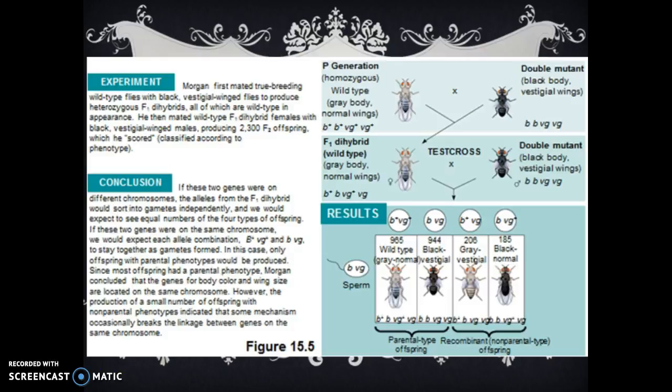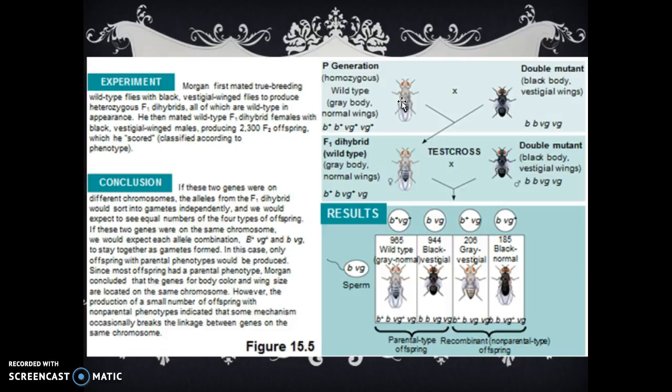To do this, Morgan looked at two characters. He looked at body color and wing size. Each of these has two different phenotypes. The wild type flies that we see right here have gray bodies and normal size wings. And when I say wild type, I'm simply talking about the standard usual phenotype, so what you typically would see in these types of flies.